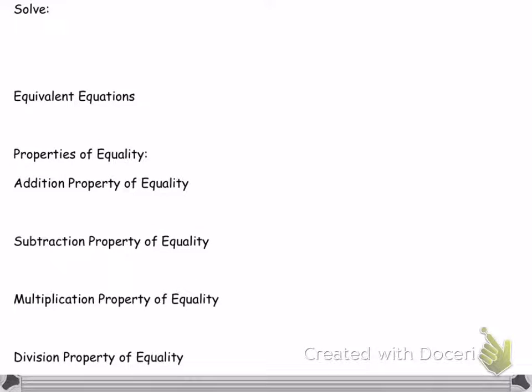Hello class. So we're going to talk about solving equations. If you think about PEMDAS, there's a specific order of operations, right?